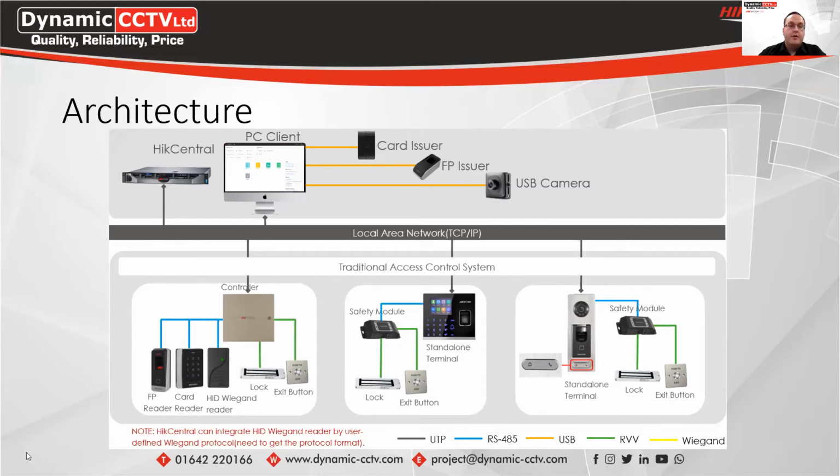So you've got your main HikCentral server. So this is what does your back-end control. So this will handle all your events, persons, all that will be saved there and pushed to your access controllers. Your PC client would be your control clients. That's what your operators would use, where you can also receive events through to.